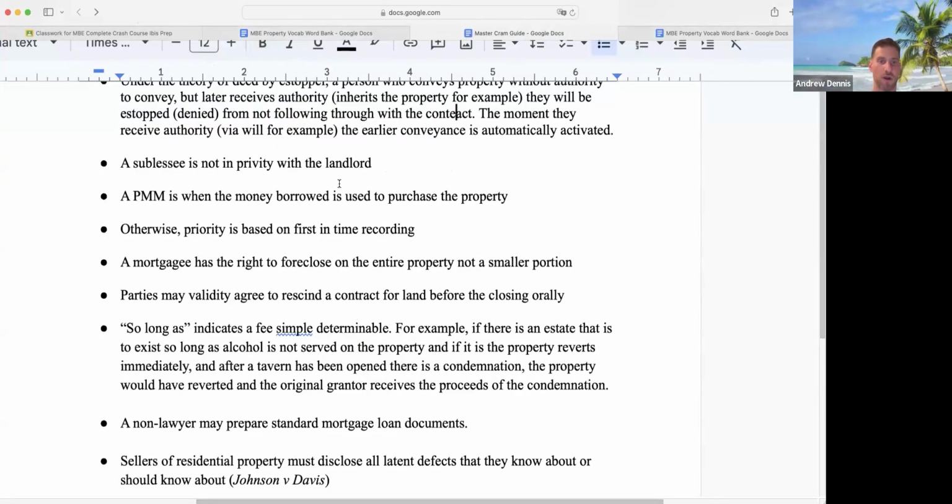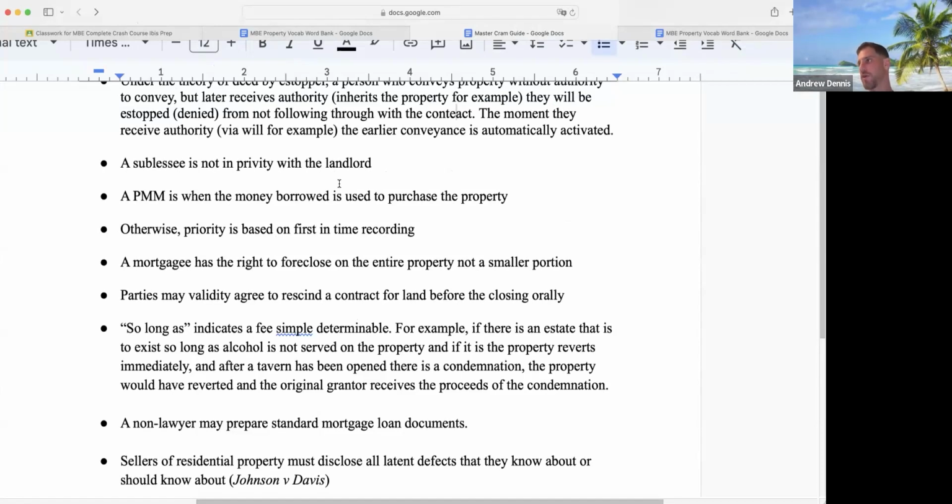A PMM, purchase money mortgage, is when the money borrowed is used to purchase a property. They'll have super priority. Otherwise, priority is based on first in time, first in recording. We have to know the notice or the recording statutes. Pure notice is going to say without notice. Race is going to say first to record. Race notice will say without notice who records first.